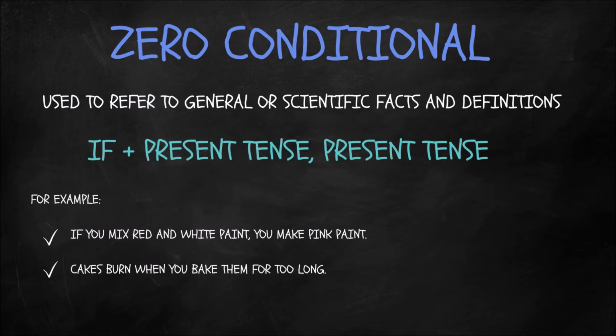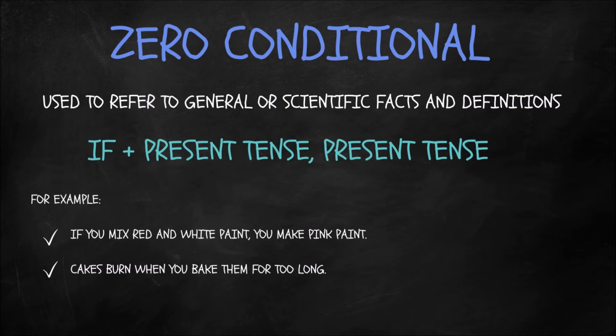And this is used to refer to general or scientific facts and definitions. The basic formula is if with a present tense, and then in your result clause you are also going to use the present tense. Okay, now it says here in the if clause you use a present tense. Usually it is the present simple, but technically you can use the present continuous here as well, and instead of if you can also use when or whenever, and it would still be a 0 conditional.